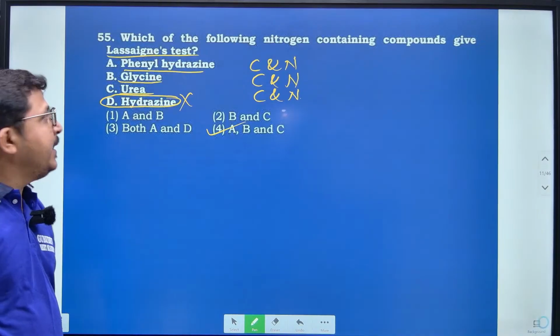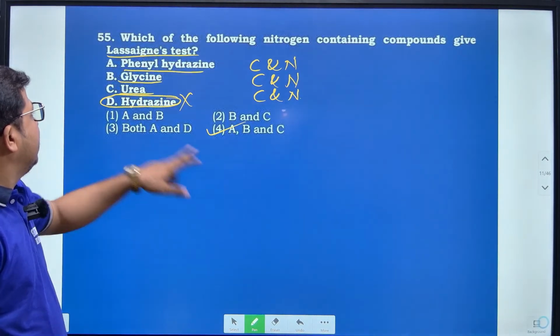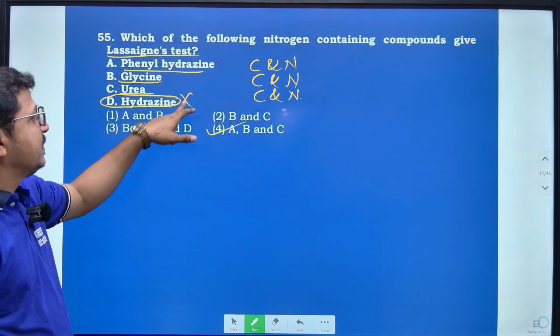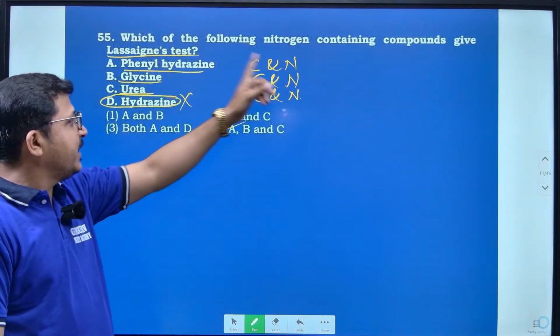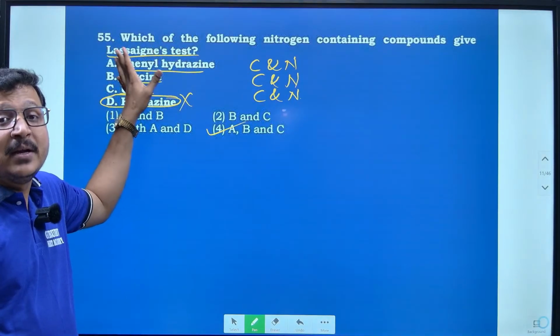A, B and C give the Lassaigne's test because they are nitrogen containing compounds having carbon along with it.